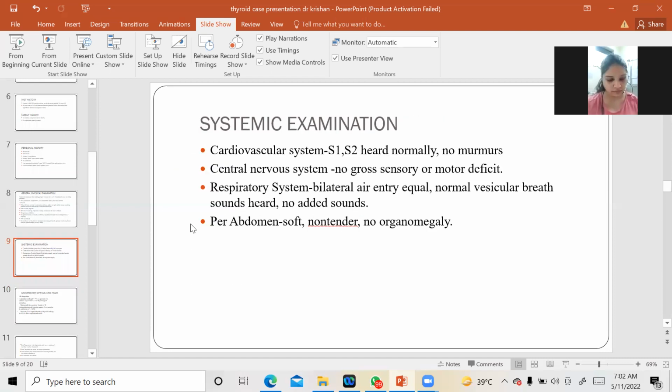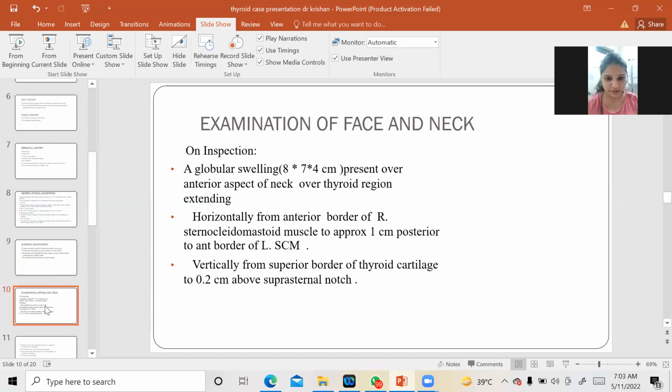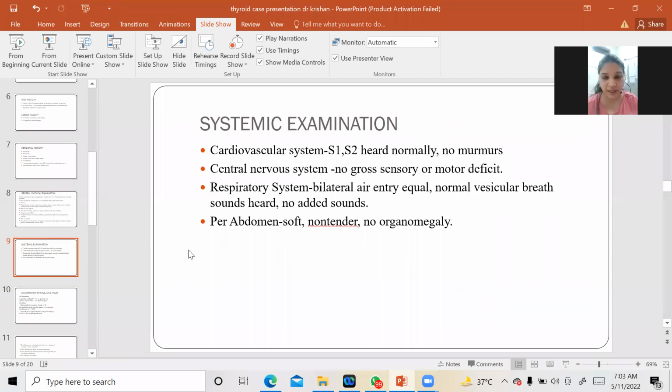Anything you would like to point out in systemic examination? No, you proceed. So coming to the examination of the face. One point is there, Dr. Krishan. In the previous slide, I would like to point out one thing: whenever the patient is having primary thyrotoxicosis, more CNS symptoms are there, and in case of secondary we have cardiovascular symptoms.